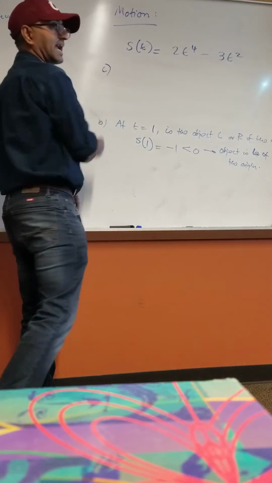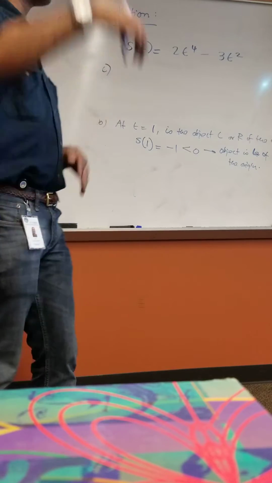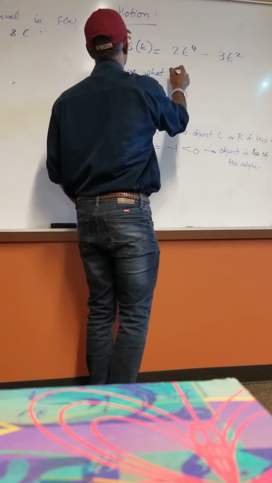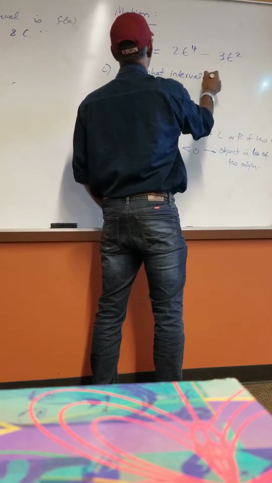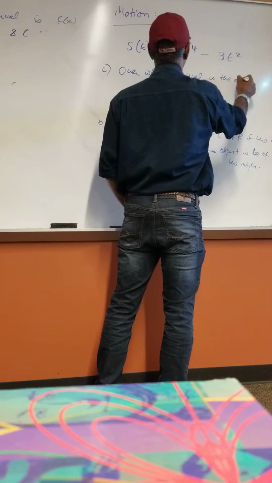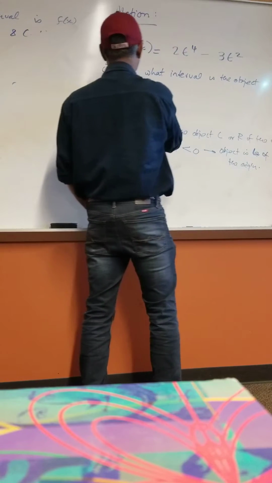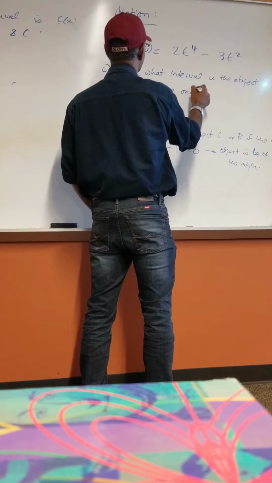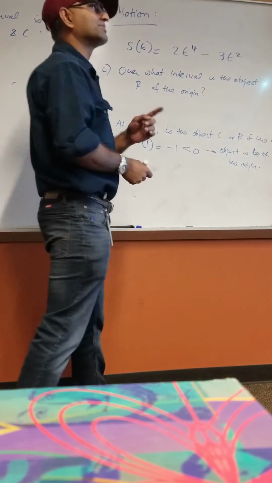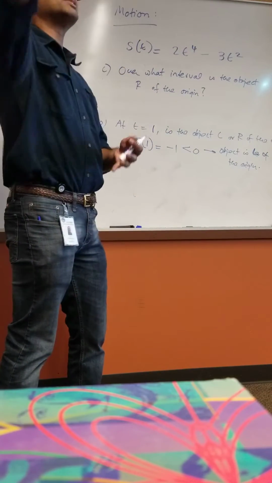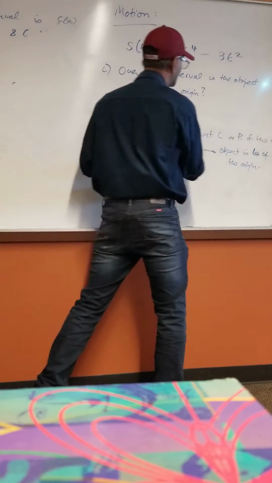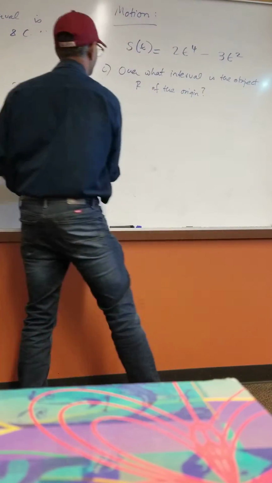Okay, let's do C, please. Now I'm raising the difficulty. Guys, every question keeps constantly raising the difficulty level. C. Over what interval is the object right of the origin? Nobody speaks. Ask yourself, if you're right of the origin, what must be true? Look at the information, then the answer will show up. First do the thinking.